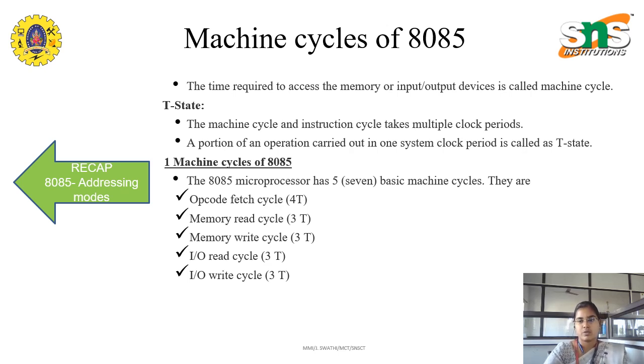In this lecture, we are going to discuss the machine cycles of 8085. Before going into that, we have to recap the previous lectures. We have discussed the architecture of 8085. 8085 is an 8-bit microprocessor, and we have discussed its architecture, pin diagram, interrupts, addressing modes and instruction formats, etc. We have two main kinds of signals, control signals and status signals, right?